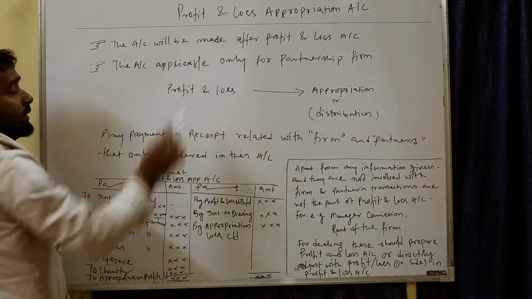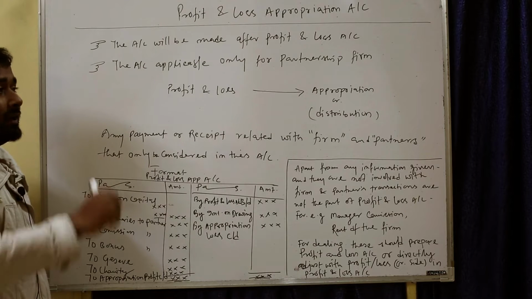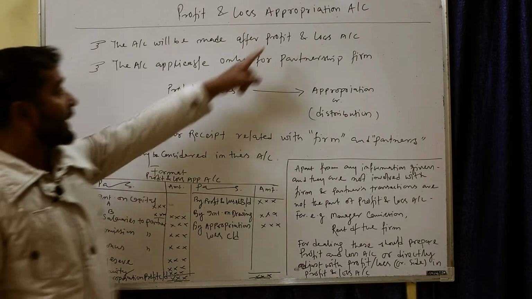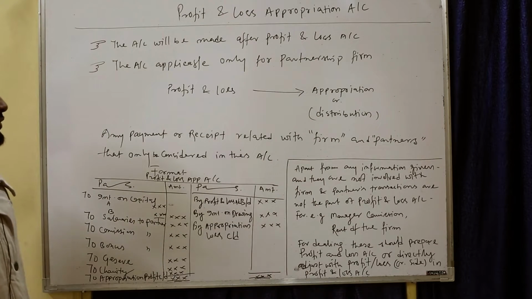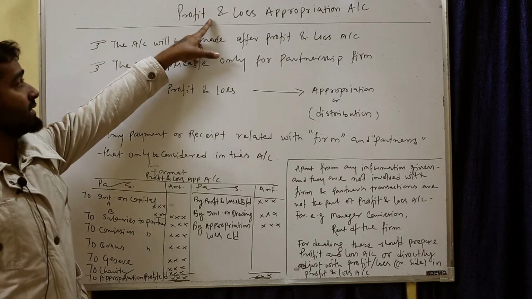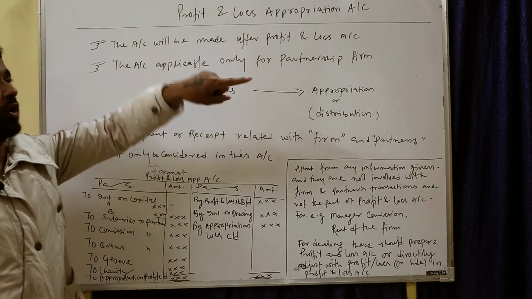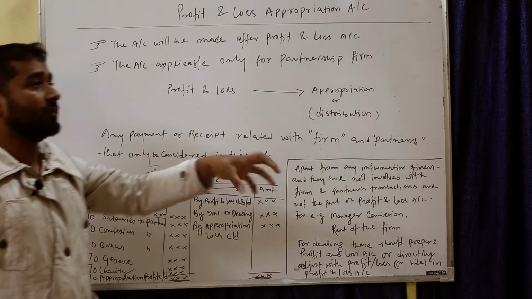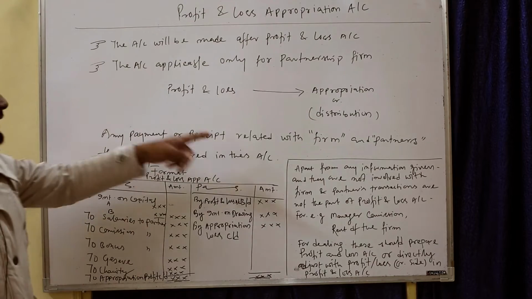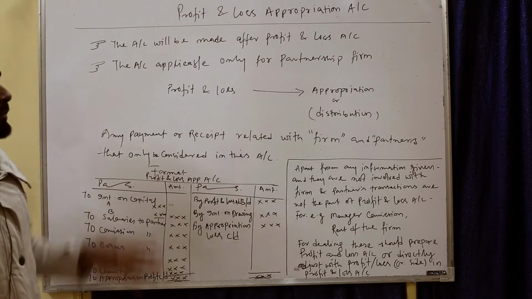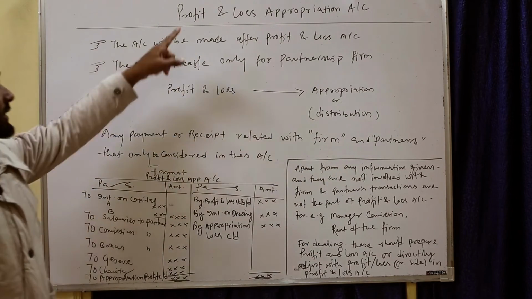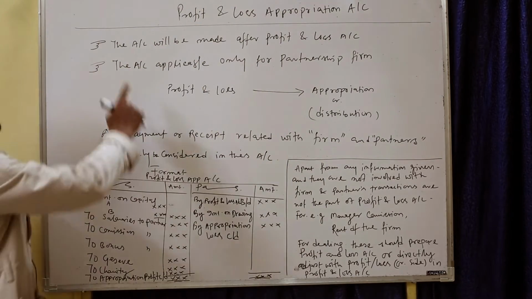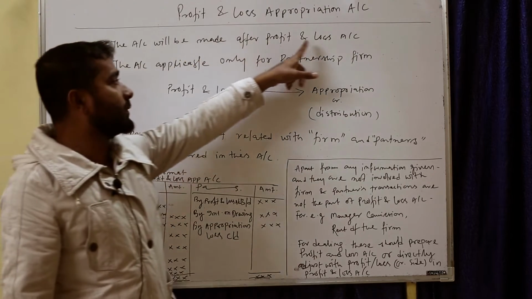Profit and loss is nothing but the profit or any loss a firm earns after completion of one year. And appropriation is nothing but distribution. Now the question arising is, if a firm earns profit or loss, with whom is that amount appropriated? That indirectly says the partners. Any profit earned by a firm should be distributed among the partners. So the account will be made after the profit and loss account.